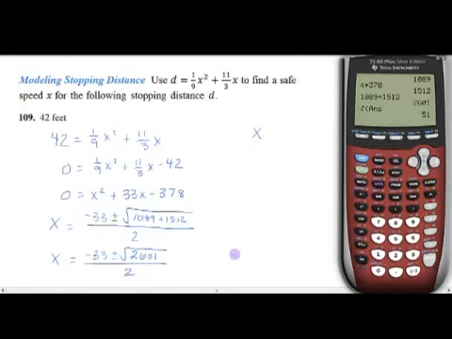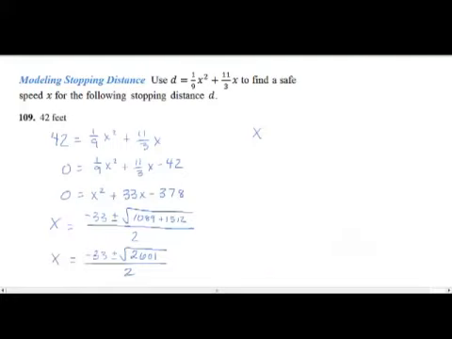That wouldn't be a viable speed, to be going a negative miles per hour. So we're only going to be using the negative 33 plus 51, and then we'll divide that by 2. So we get a 9, and that's actually an exact answer. So x is 9, and so the 9 would be 9 miles per hour.